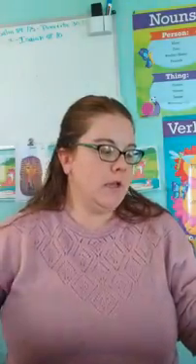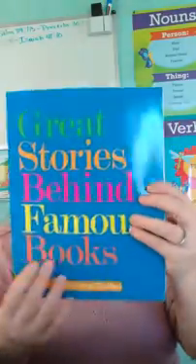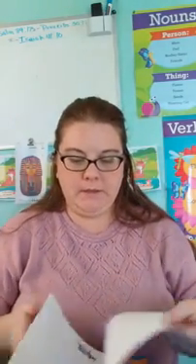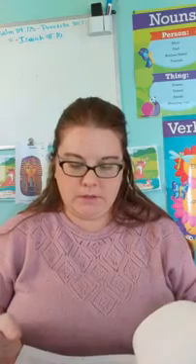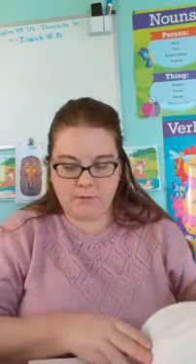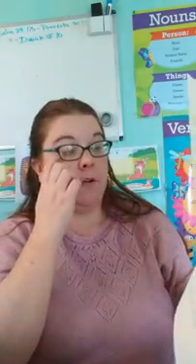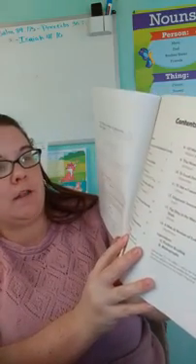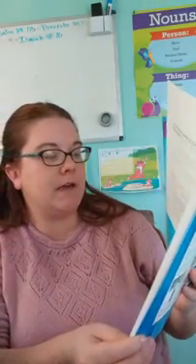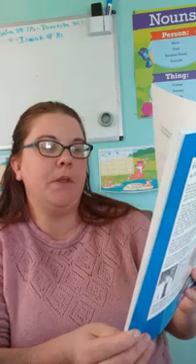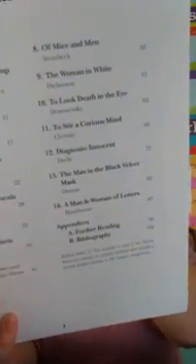Alright. And this is Great Stories Behind Famous Books. So this is how to use this book. Okay, so these are all the stories that are in here. There's Madman, A Person of Two, Will You Marry Me, Alice in Wonderland, Vlad Tepes, The Real Dracula, The Genius, The Birth of Frankenstein, Night of Futility, Of Mice and Men, The Woman in White, To Look Death in the Eye, To Stir a Curious Mind, Diagnosis Innocent, The Man in the Black Velvet Mask, A Man and Woman of Letters, and then it has the appendix.